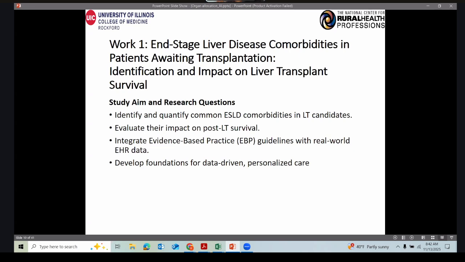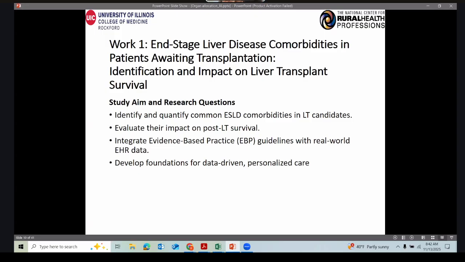for instance, whether patients having diabetes or chronic kidney disease have a reduced likelihood of long-term survival after a liver transplantation. And we quantify the risk with a data driven approach. We also want to bridge the evidence based guidelines, which means proven scientific evidence plus clinical judgment, with real world data.